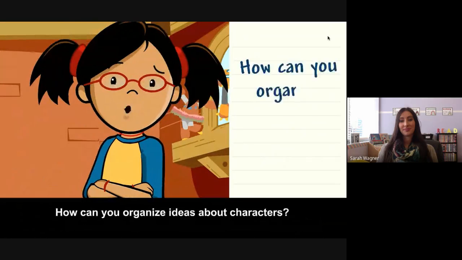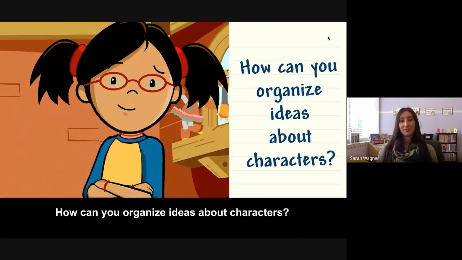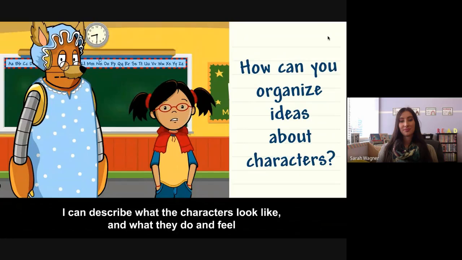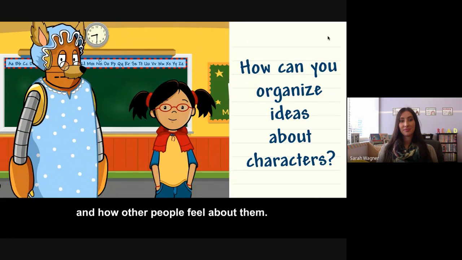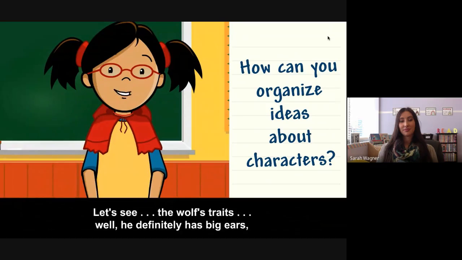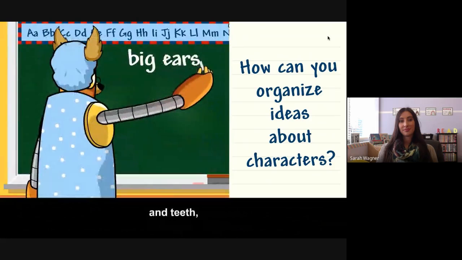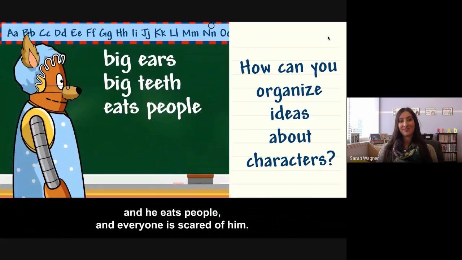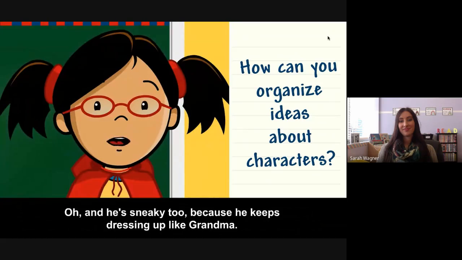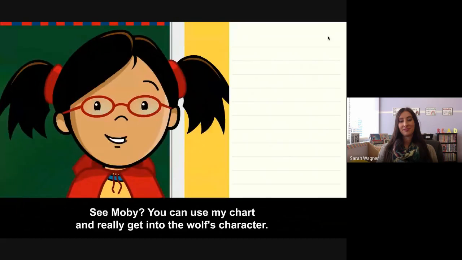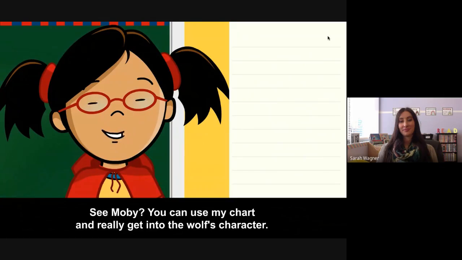How can you organize ideas about characters? Maybe I can chart their character traits. I can describe what the characters look like and what they do and feel, and how other people feel about them. Let's see. The wolf's traits. Well, he definitely has big ears and teeth and he eats people, and everyone is scared of him. Oh, and he's sneaky too because he keeps dressing up like grandma. See, Moby? You can use my chart and really get into the wolf's character.